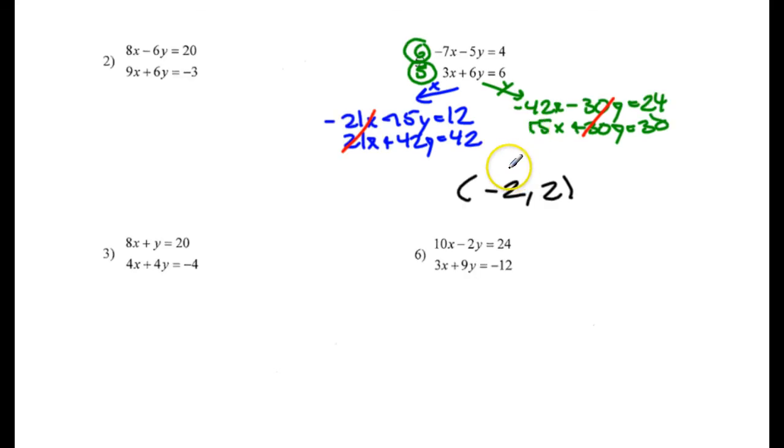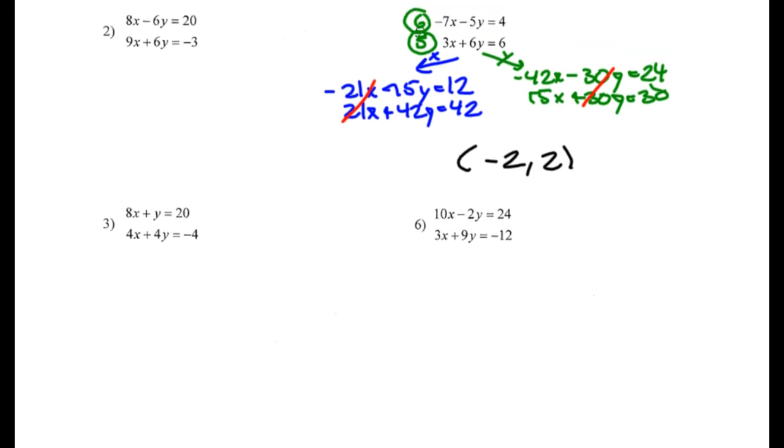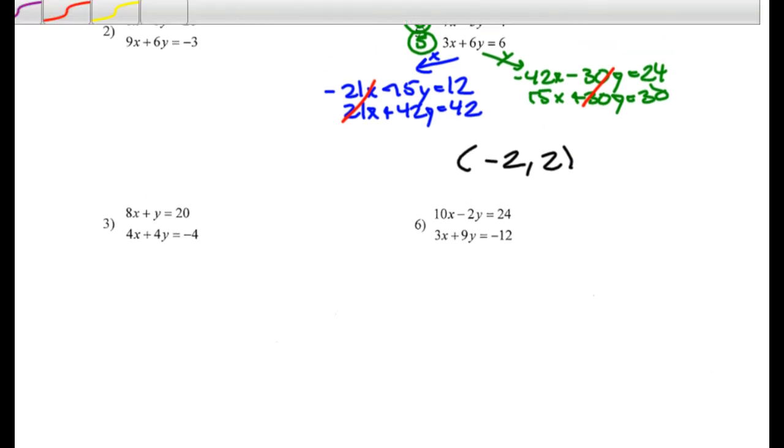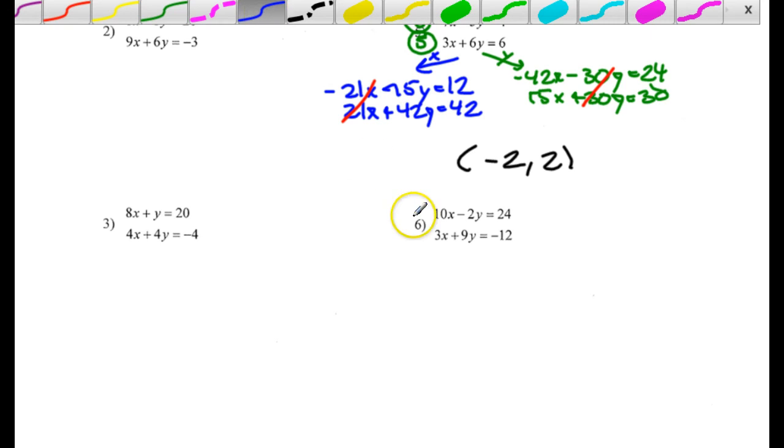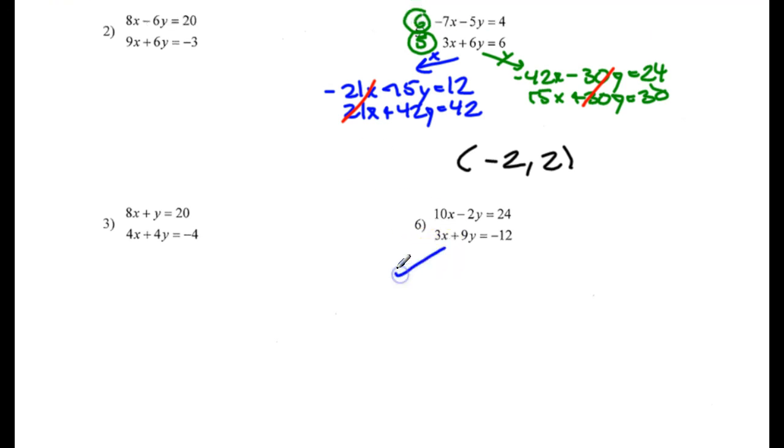Alright, so whichever way you chose to set it up, you should have gotten this answer. Negative 2 for the x, positive 2 for the y for number 5. Okay? Let's do one more like this where we have to switch both equations. Once again, we'll talk about getting rid of the x and getting rid of the y. So let's talk about eliminating the x first.